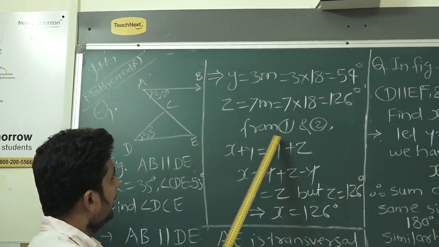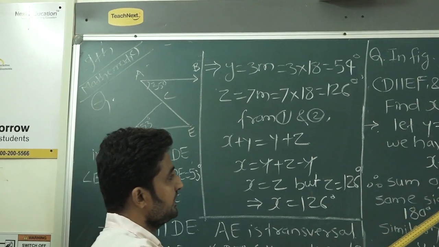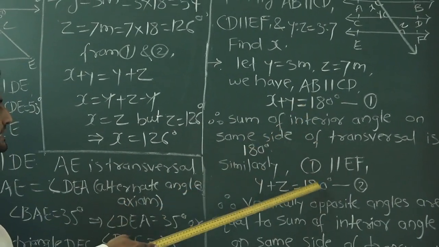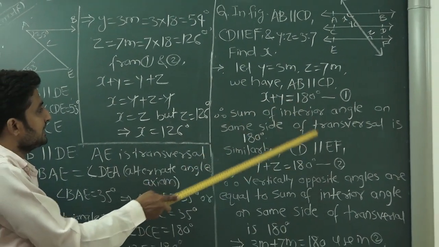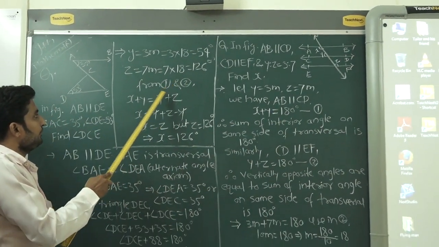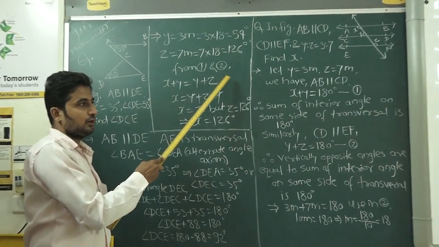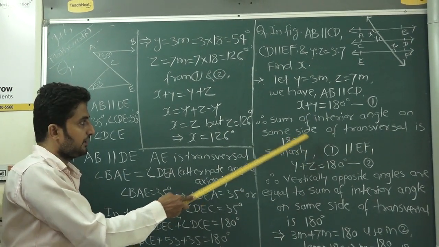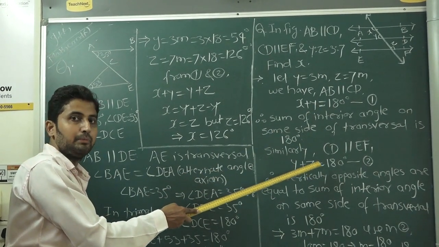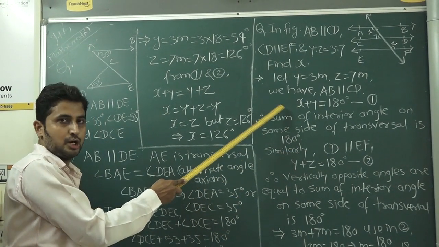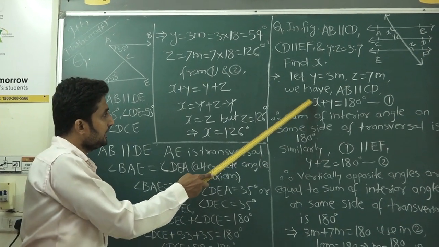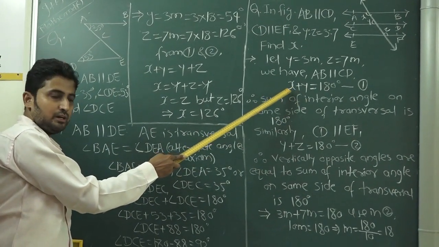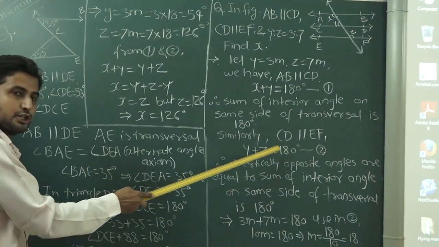But from 1 and 2, look at equation 1 and equation 2. We call these equation 1 and equation 2. Now from 1 and 2, if you observe, their right hand sides are equal. It means that the left hand sides must be equal. That's why we equate the left hand side of equation 1 with the left hand side of equation 2.